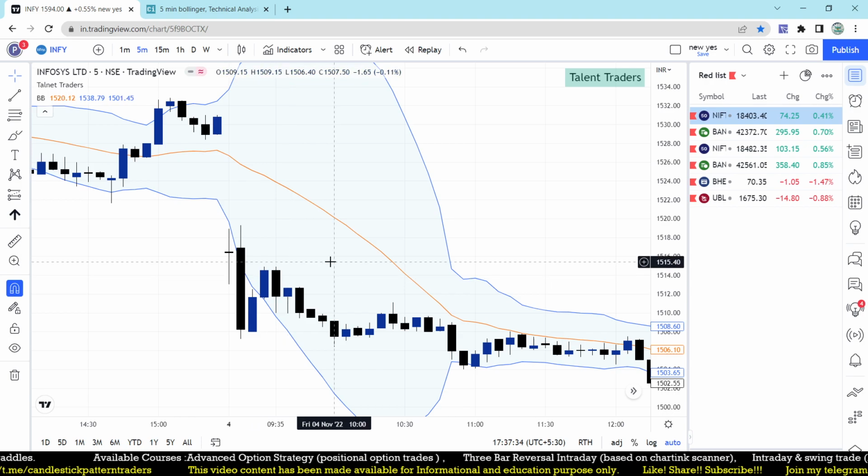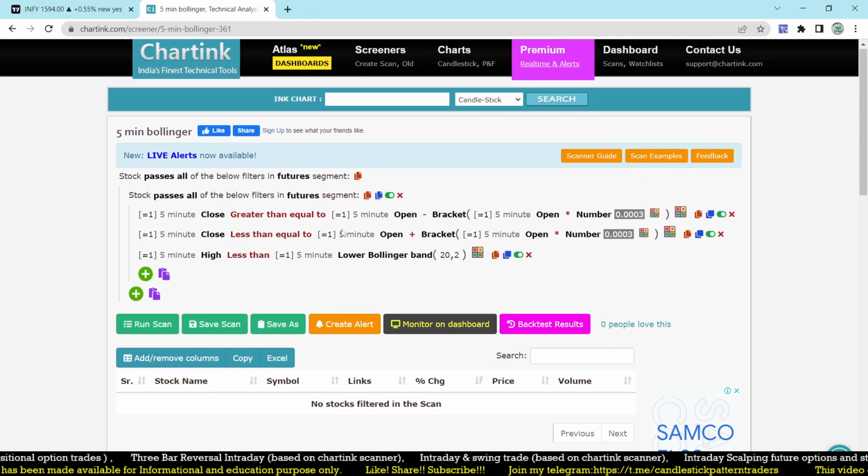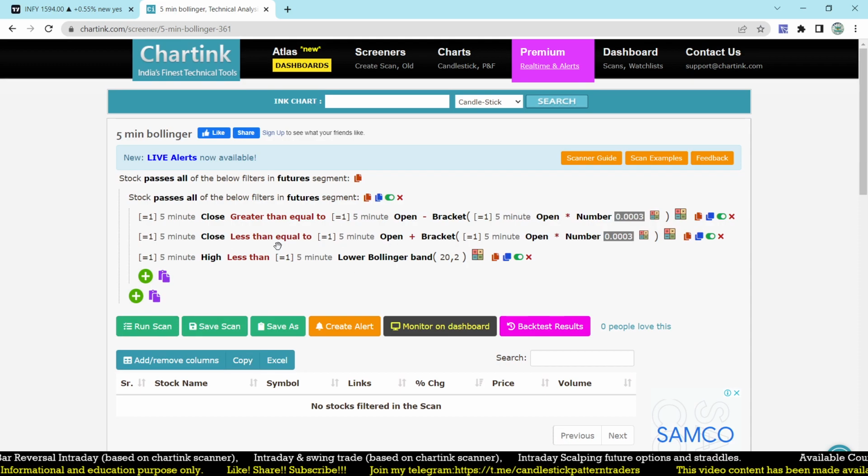This is the first indicator which I am going to find out. The same one we can modify for the doji formation happening at the lower Bollinger Band. Okay, that was the first one.